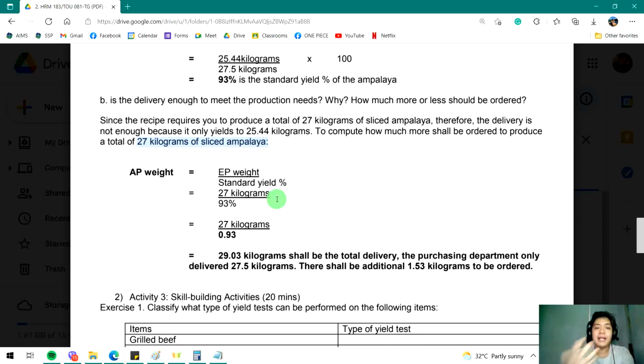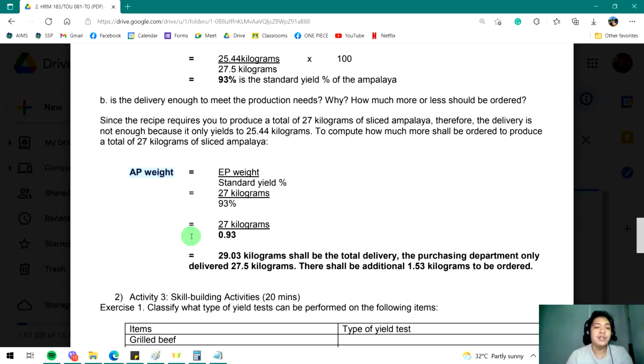Kasi ang hinahanap nga natin is, 'di ba? Kung gaano karaming ampalaya ang bibilhin natin. So ibig sabihin, ang hinahanap natin is AP weight or as purchased weight. Kasi ang hinahanap natin this time is kung gaano karaming ampalaya ang kailangan natin bilhin para makapag-produce tayo ng 27 kilograms of sliced ampalaya. Ibig sabihin, after all the processes, after all the cuttings and trimmings, kailangan meron tayong 27 kilograms of ampalaya.